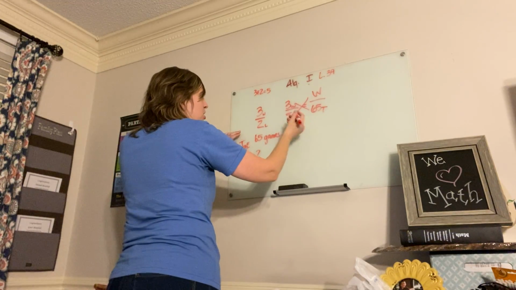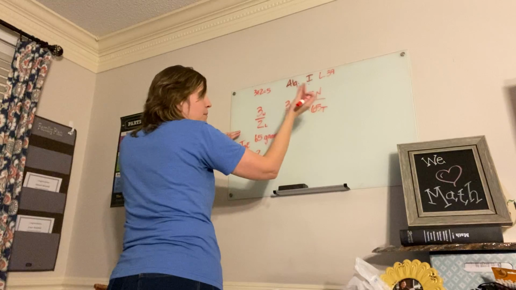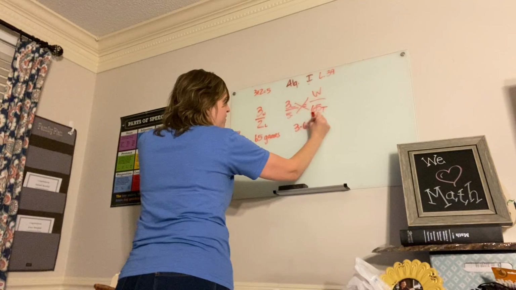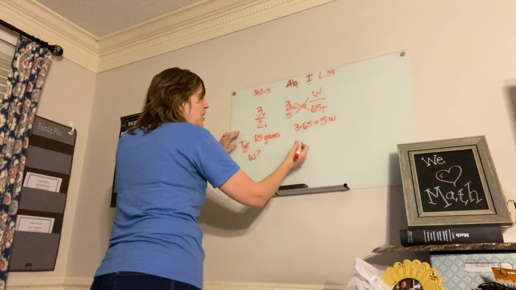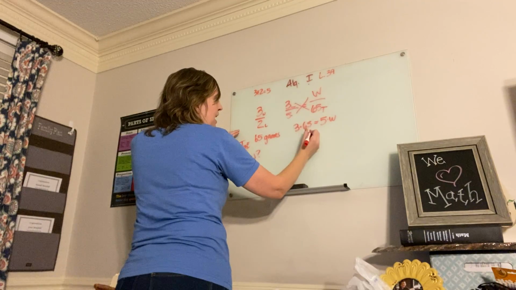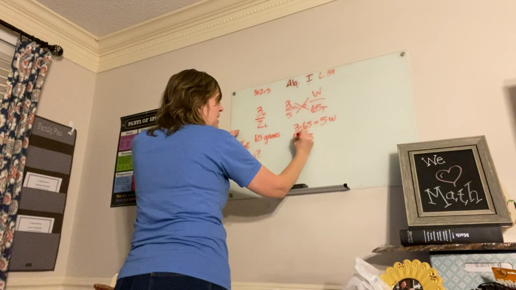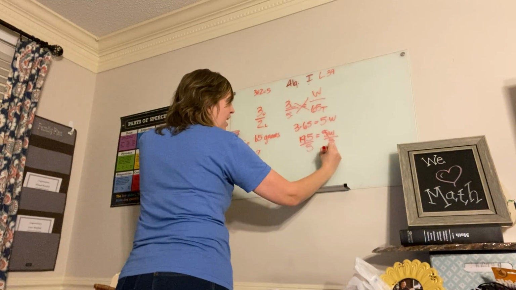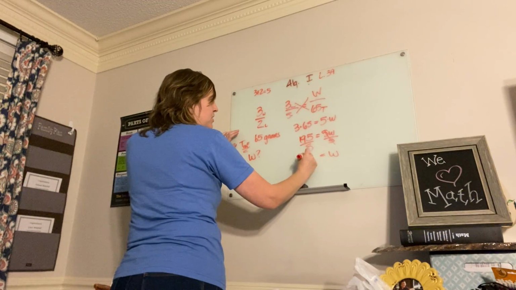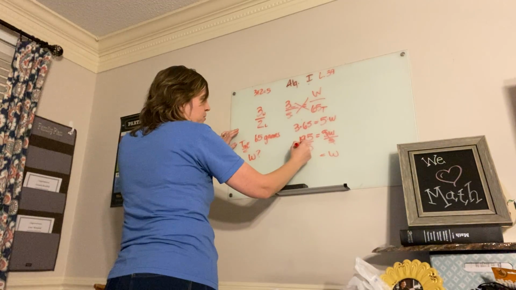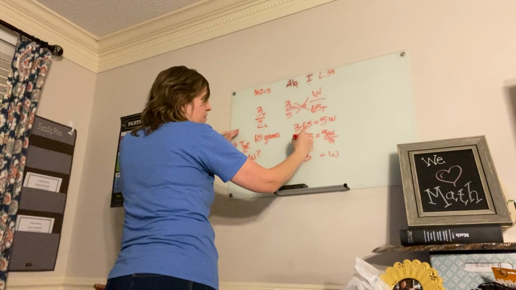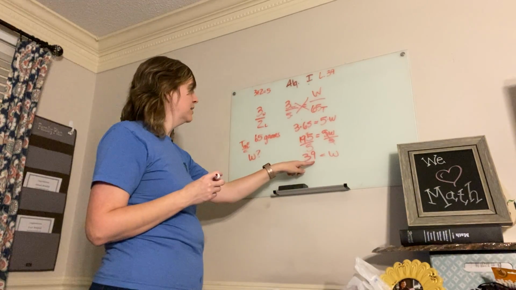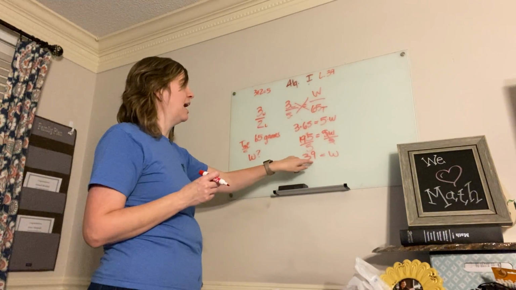So let's do our cross products. And remember, these subscripts are just to help me make sure I've got it in the right place. So it's 3 times 65 equals 5 times W. So 3 times 65 is 15, and then carry my 1. 6 times 3 is 18 plus 1 is 19, equals 5W. Divide both sides by 5, and I end up with my wins as 3. 5 times 3 is 15, so that'll give me 4. So that is 39. So 39 wins would be the total number of wins I have for this season.